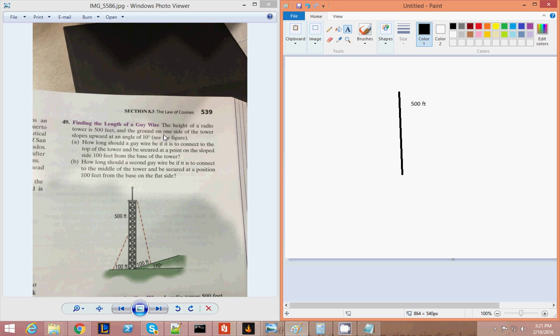And the ground on one side of the tower slopes upward at an angle of 10 degrees. So here we have this 90-degree angle here, but then the ground slopes up, and we're going to say that this is 10 degrees.